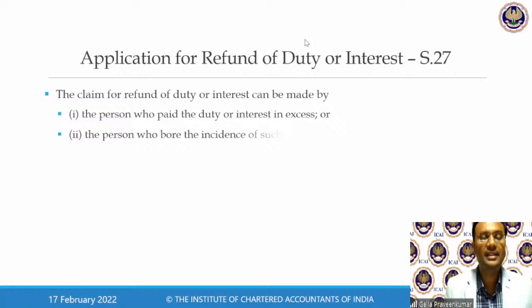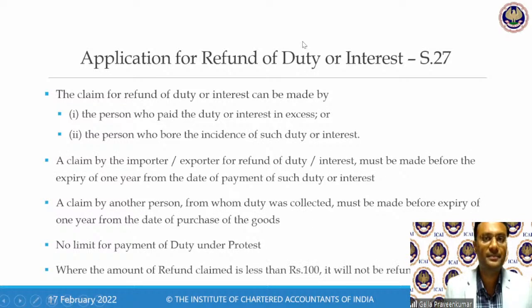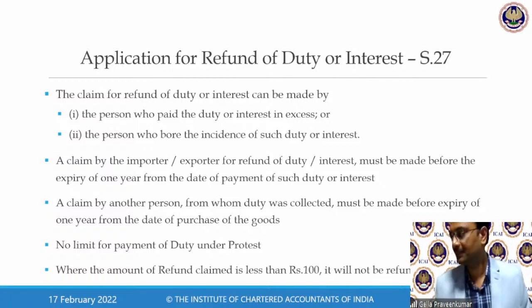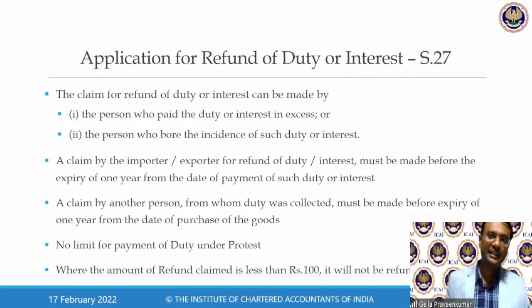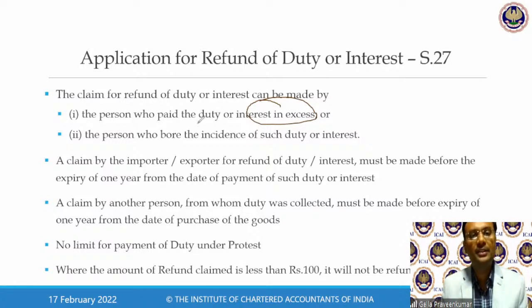Now, let's quickly come to customs law. Refund under section 27. Now, this refund under section 27 is a very simple and straightforward case, leaving aside your drawback cases, where I get an entitlement of refund. How do I get a refund? I have paid tax which is not payable. I have paid duty which is not payable. I have paid excess. A person who has paid duty or interest in excess can get a refund. Or a person who has borne the incidence of such duty or interest. These are the two cases where my refund under section 27 gets applied.